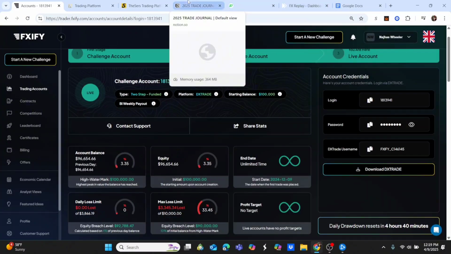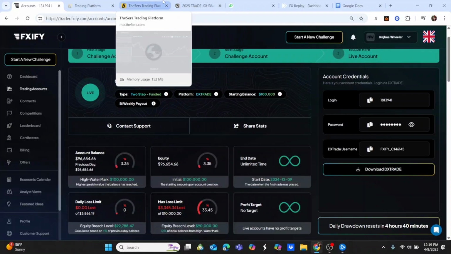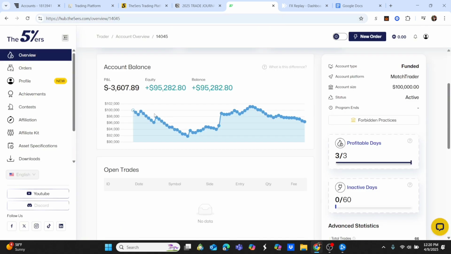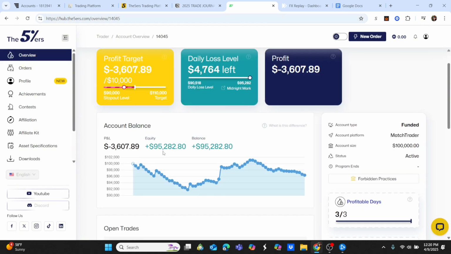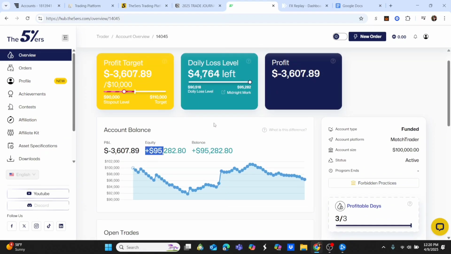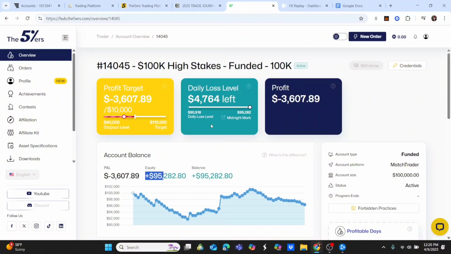And then we go to my other account. Here we go. You see that is 4.8 around there. This isn't accurate right here. This number isn't accurate. I don't know why your dashboard isn't accurate at all, but this is a 4.8 drawdown right now. So how am I handling it as a funded trader?